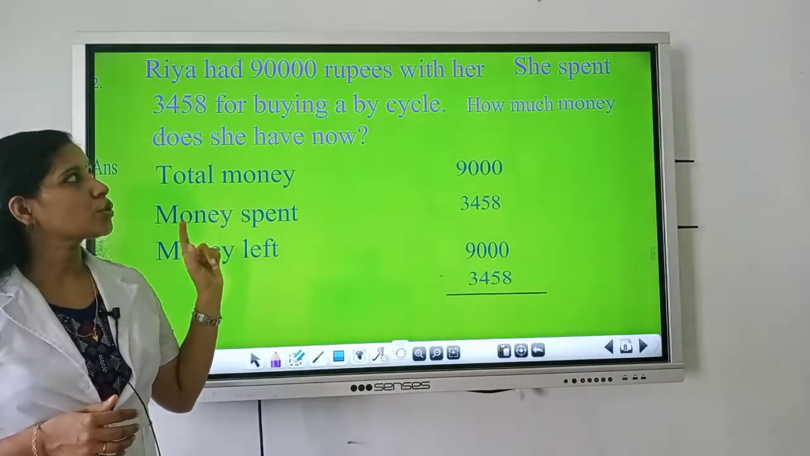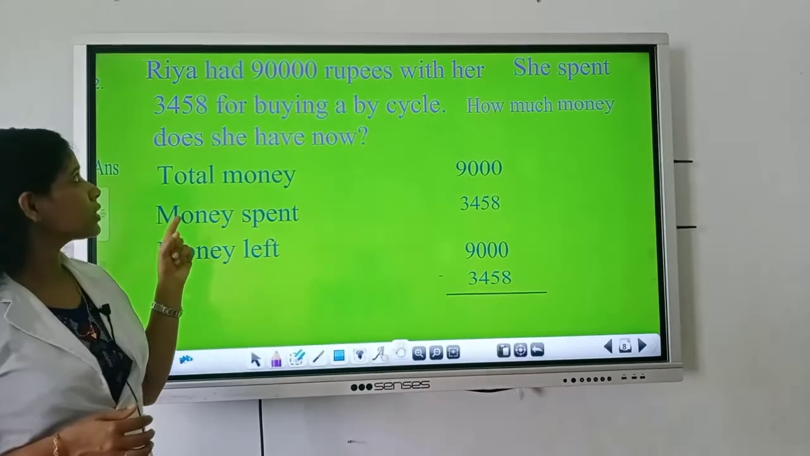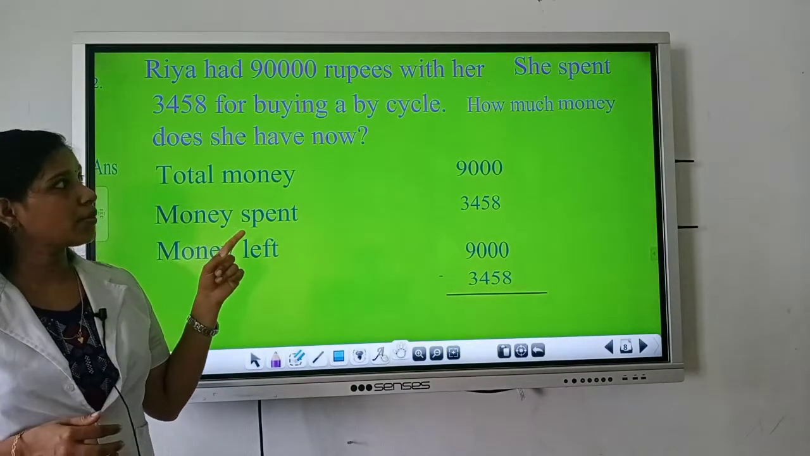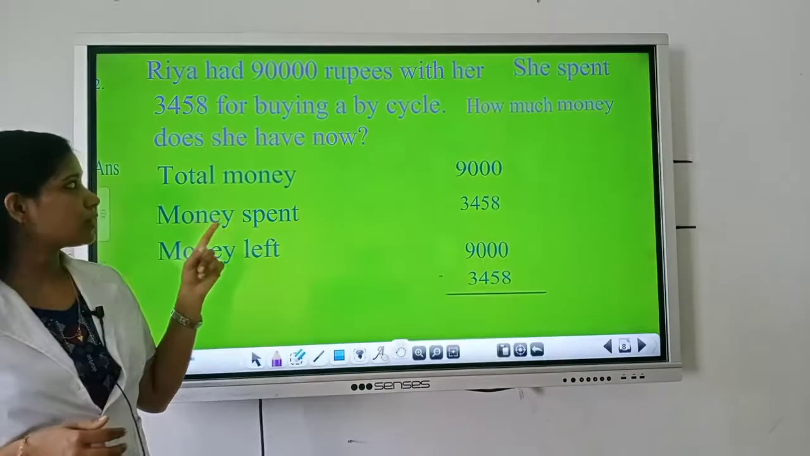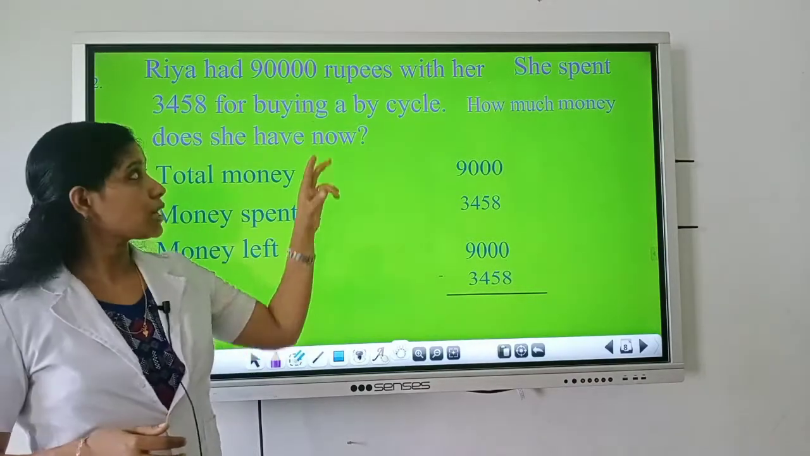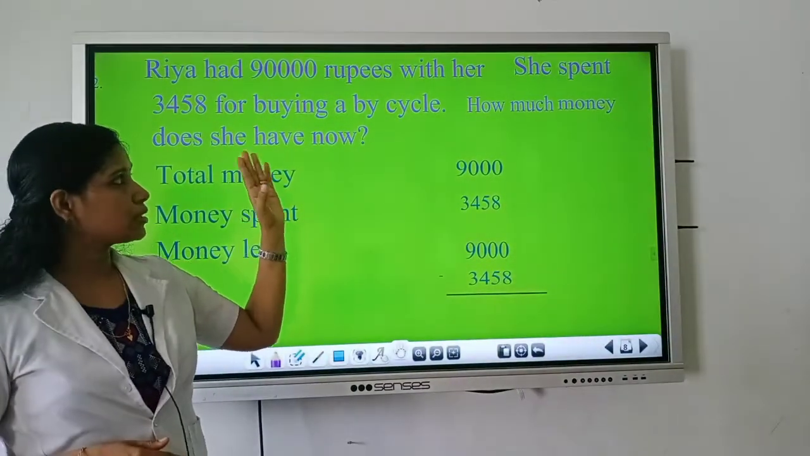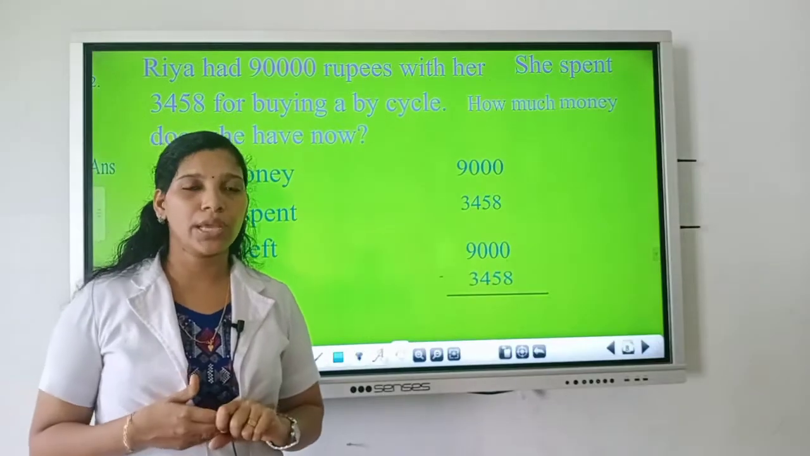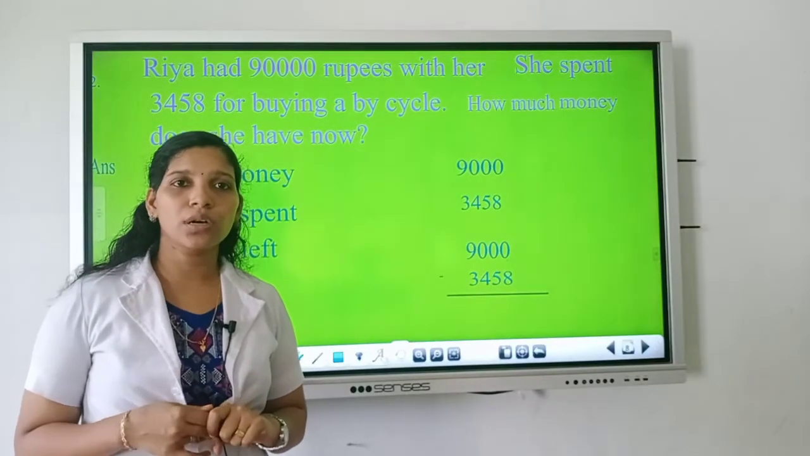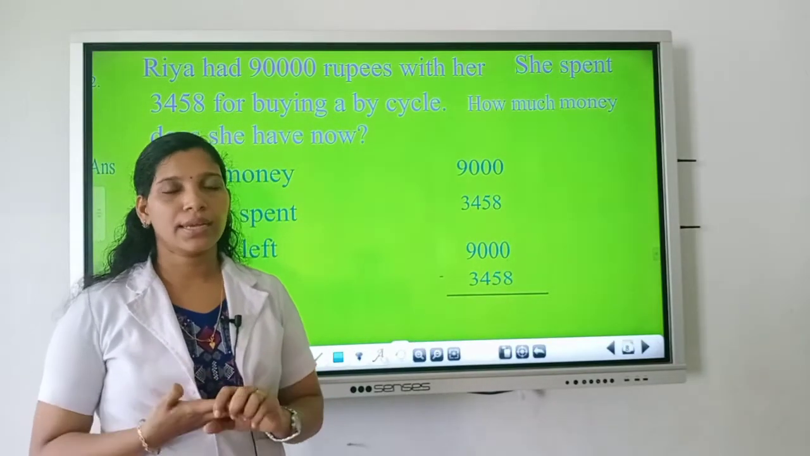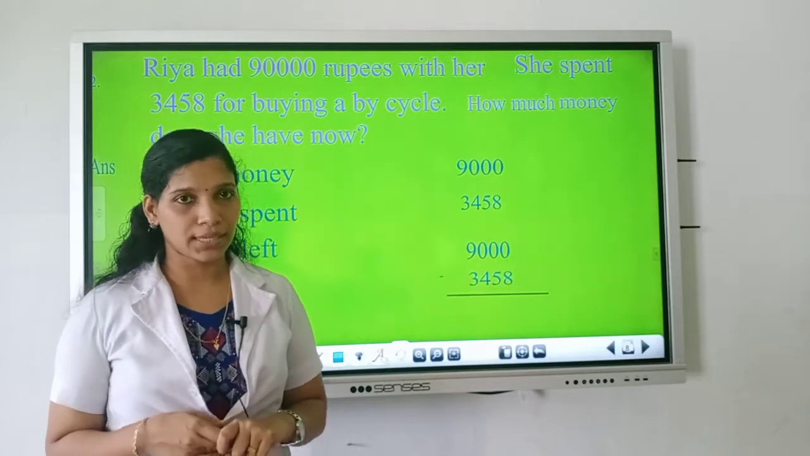So let's do a word problem, children. Riya had 9,000 rupees with her. She spent 3,458 for buying a bicycle. How much money does she have now? So some amount she had spent, some amount from it. What is the amount remaining with her? So spent means what? She has taken away. So we have to subtract.